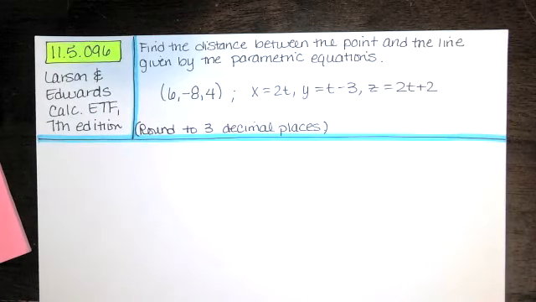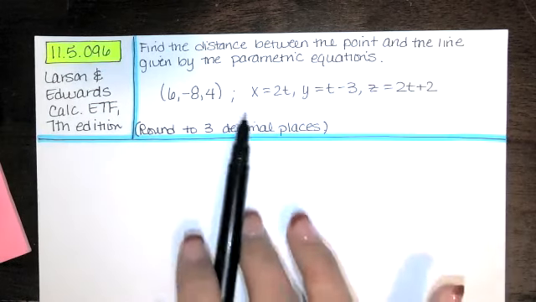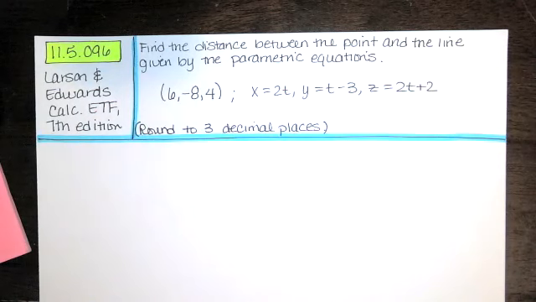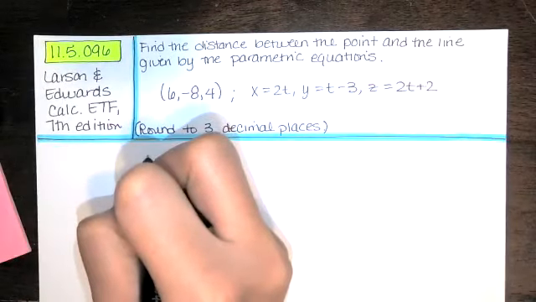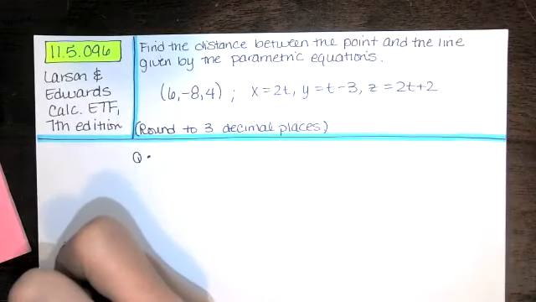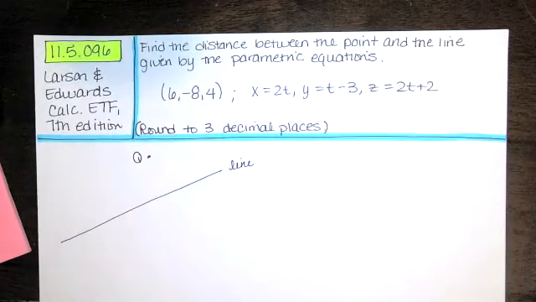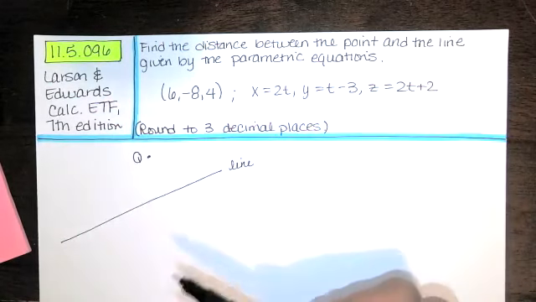For this and any similar problem, I recommend starting by drawing a sketch of the situation. Because this line is in 3-dimensional space and this point is in 3-dimensional space, we probably can't graph that accurately in any way that's really going to be insightful to us. So instead, we're just going to draw a cartoon. We're going to say we've got some point Q over here, and then we've got some line over here. And the question is, what is the distance between this point and this line?